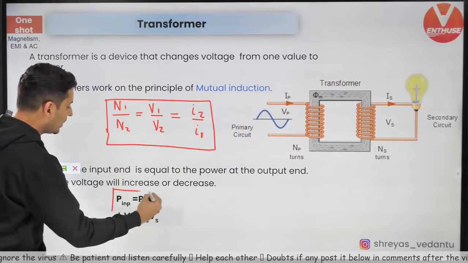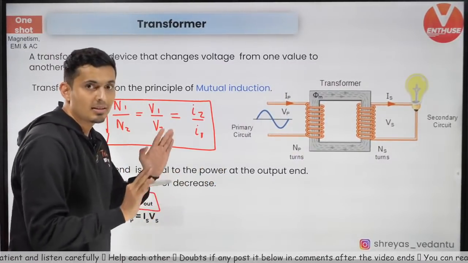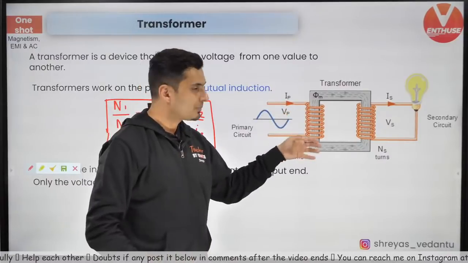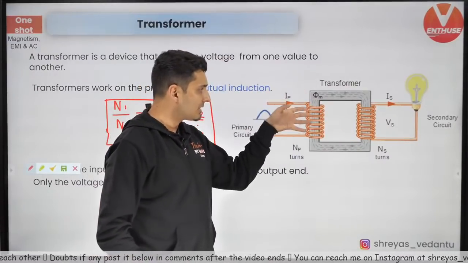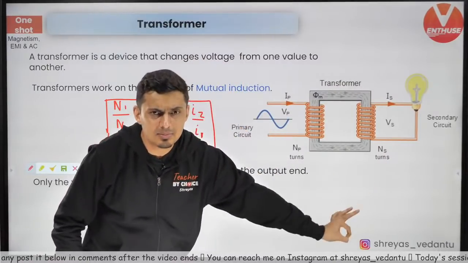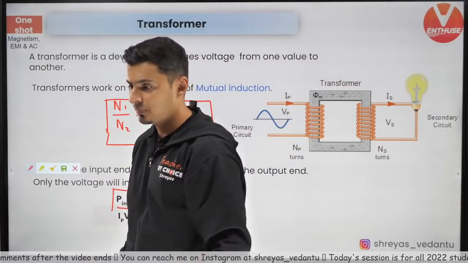And a very important thing, input power is output power. That means no loss happens in the transformer. Whatever current you give on the input side, the power which is consumed, the same power comes on the output side. The losses are negligible, which is a very fair assumption in today's transformers.